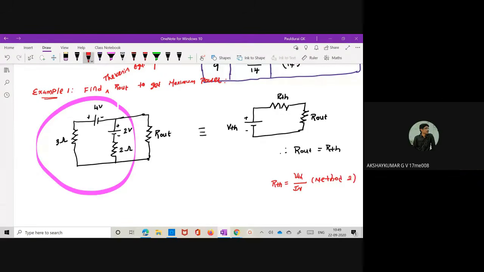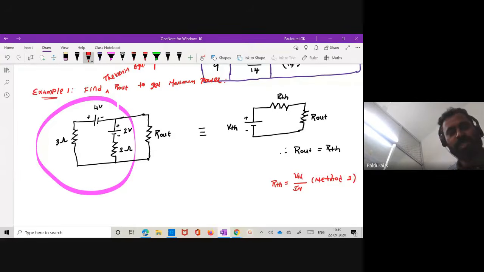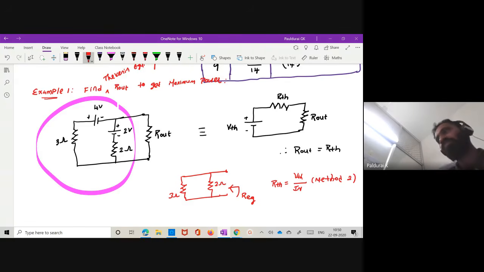Method 1 is very simple, right? What is the procedure to calculate RTH by method 1? You will open the load and replace the voltage source by a short circuit. So short circuit, and you will open this load. Now this is your R equivalent. This is my 2 ohm and this is my 3 ohm.